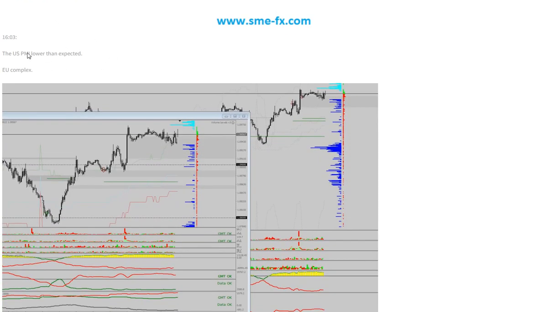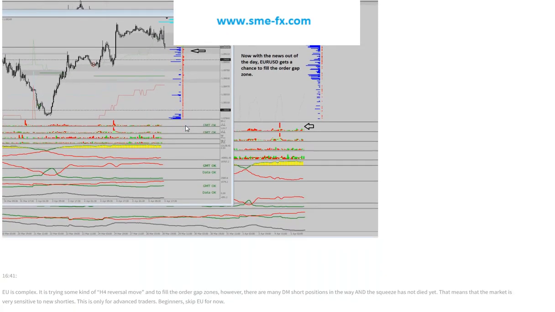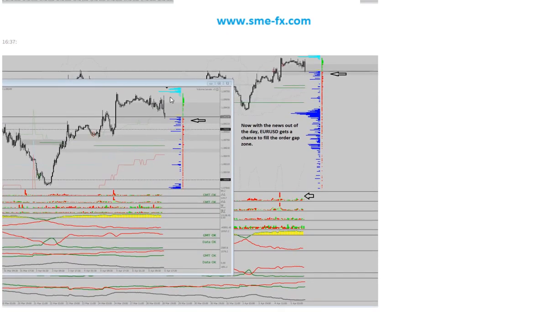Now we have the next news being published, it was the PMI and was lower. So they used that to just take out some short-term stops, okay? But then we have some kind of market switch going on, all right? Now with the news out of the way, Eurodollar gets a chance to fill the order gap zone. So the news have been published. They did this little pin. After that, the situation clears. They fill the order gap zone, okay?